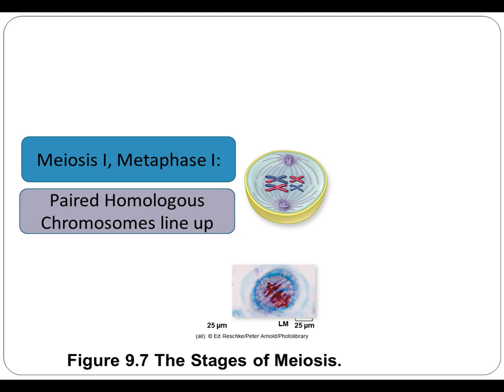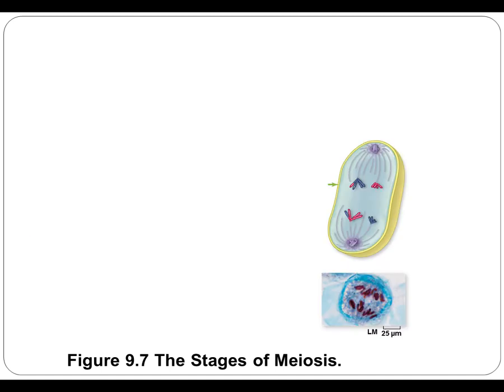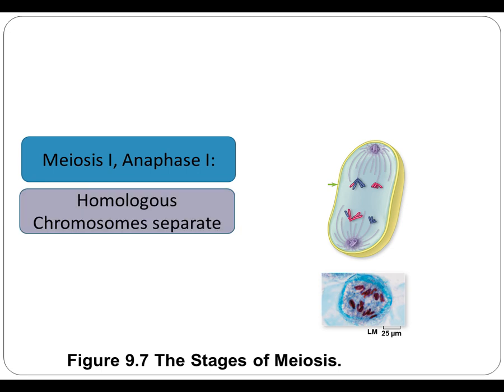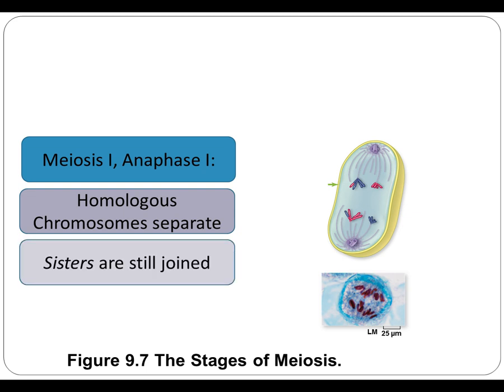The cell will then enter into anaphase, and what is separated here during anaphase one? Homologous chromosomes. And they still kind of get pulled back, just like we saw before. Okay, so our homologous chromosomes get pulled back. The sisters are still together. So homologous chromosomes separate, and I've been really emphasizing the sister chromatids are still joined together.